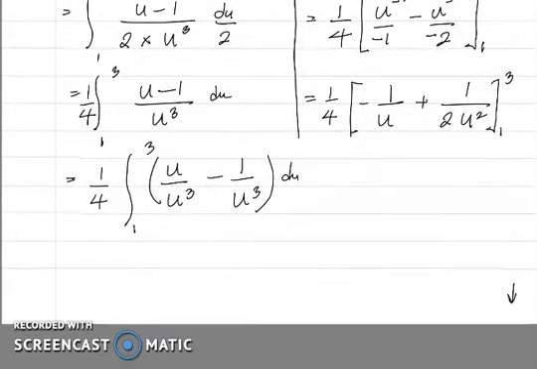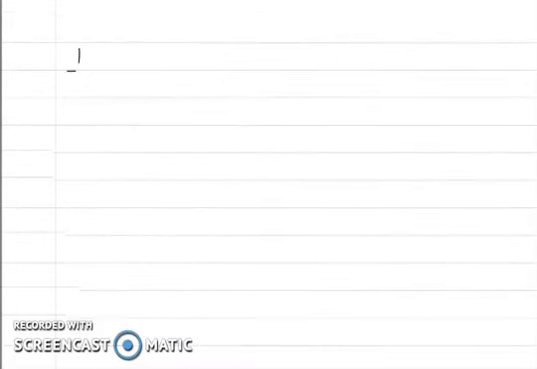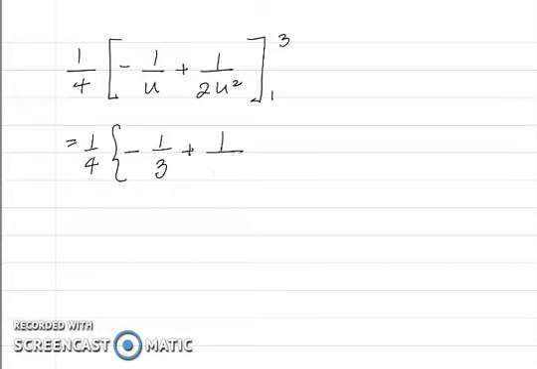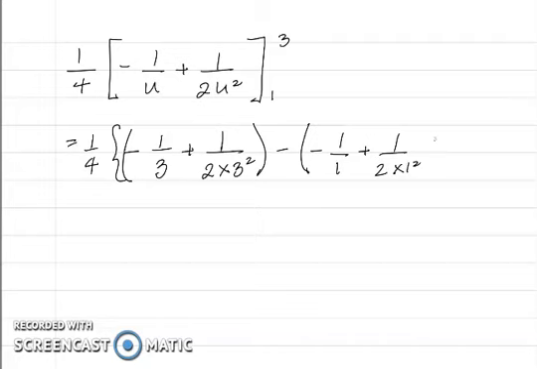So now what I have is 1 over 4, and in bracket I have minus 1 over u plus 1 over 2u squared from 1 to 3. So this becomes 1 over 4 times minus 1 over 3, I'm replacing u with 3, plus 1 over 2 times 3 squared, minus, replace u with 1, minus 1 over 1 plus 1 over 2 times 1 squared.